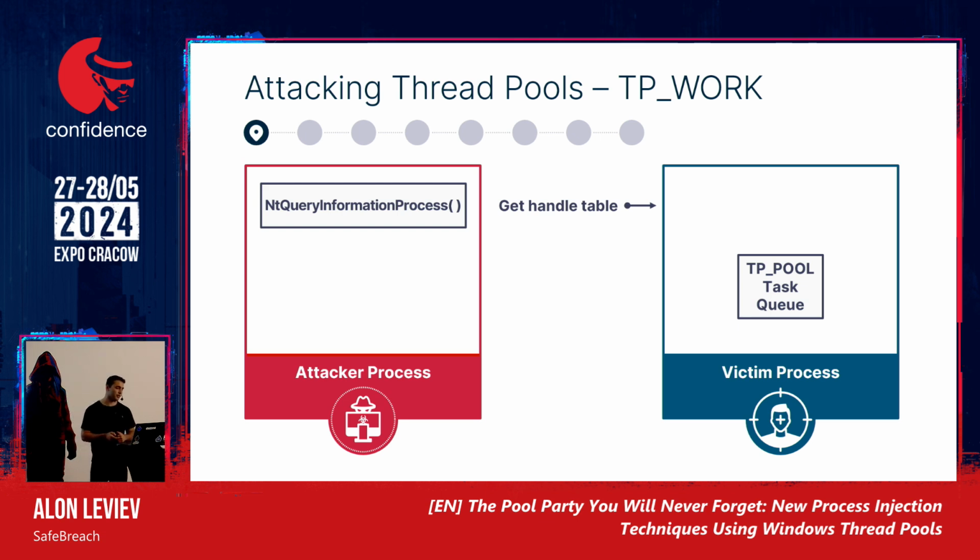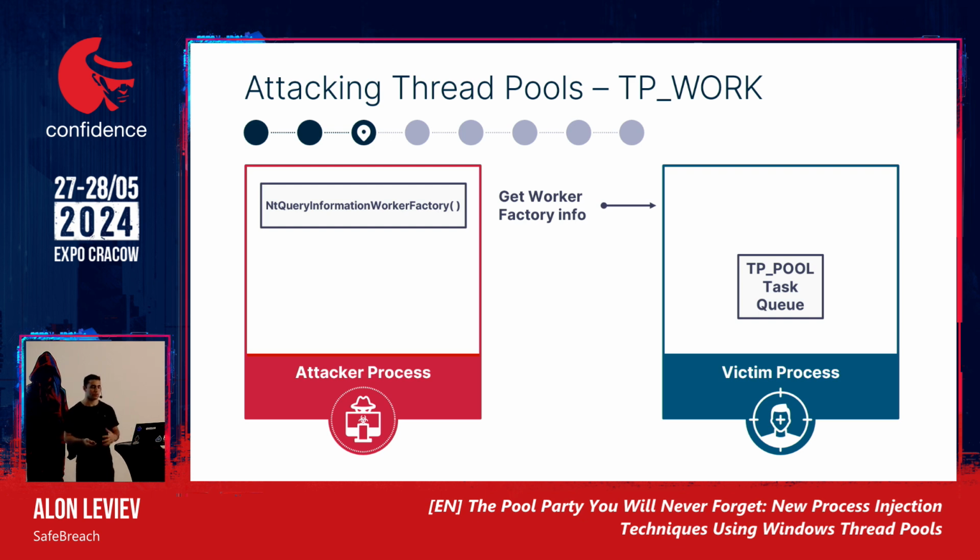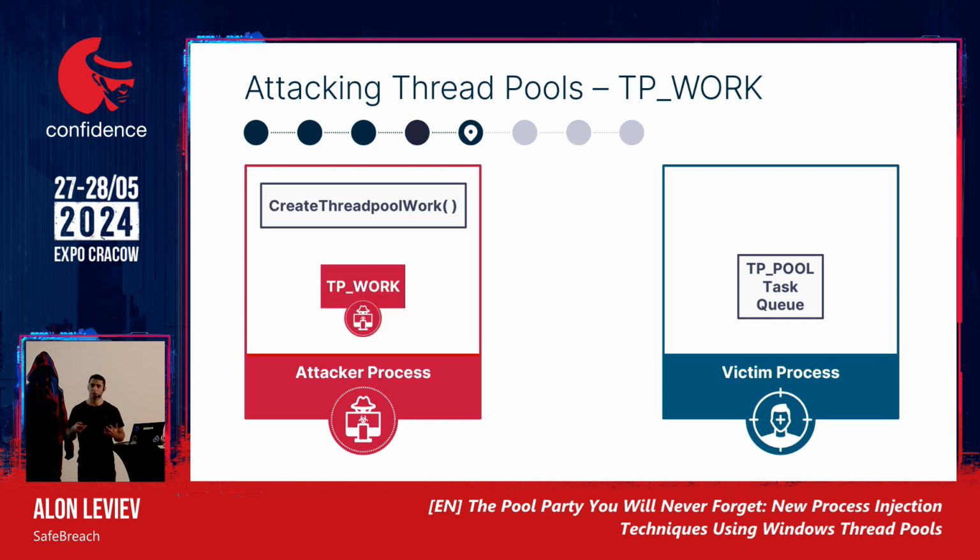Similar to the first variant, we start by getting the handle table of the target process. We then proceed by duplicating the worker factory handle. And then we query basic information from the worker factory. And this time, we do not need the start routine. We need the start parameter, which is a pointer to the main thread pool structure. This step basically gets the address of the TP pool task that you can see on the victim process. We then read the structure from the target process to the current process, and we do it in order to obtain the task queue, so we know where to insert a work item to.